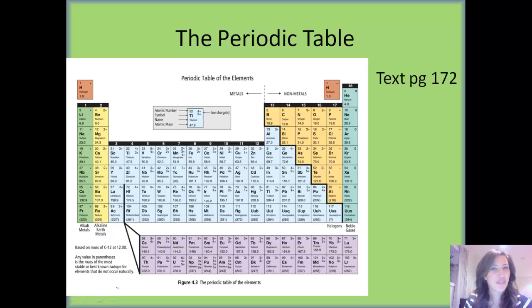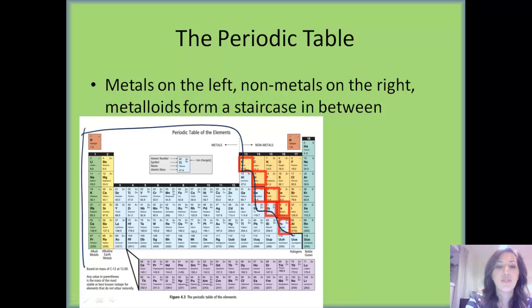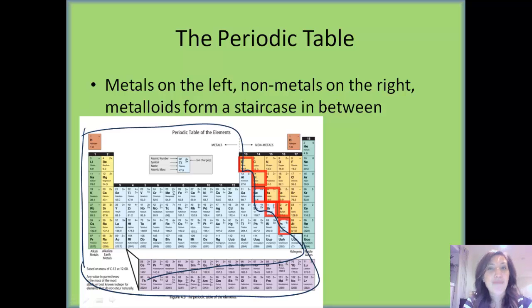This periodic table is a wonderful way for scientists to classify the known elements. You can find this table on page 172 of your Science 10 textbook, as well as in the data booklet that I've given you. So this periodic table is organized. The whole left side of the table is all metals, and on the right side are all the non-metals. And then the metalloids are these guys who form the staircase in between. So it's important to know which elements are metals and which ones are non-metals because they will react differently.